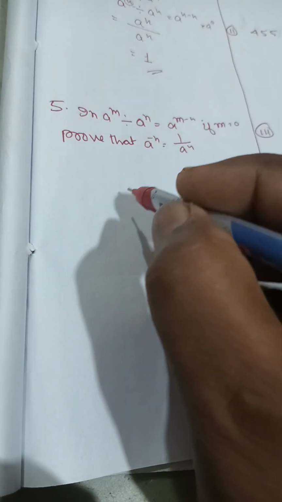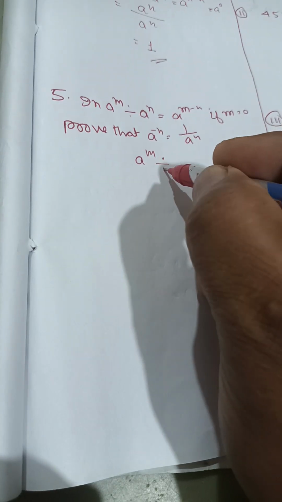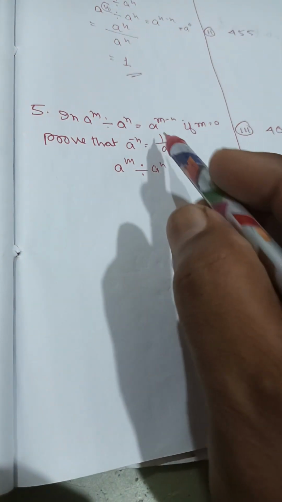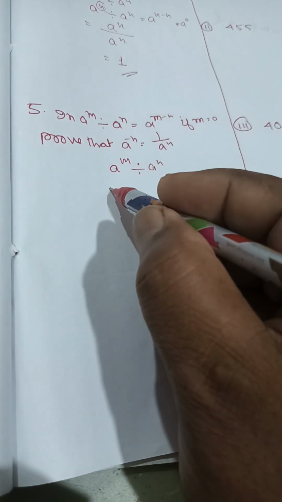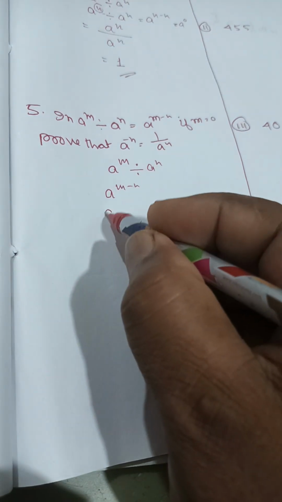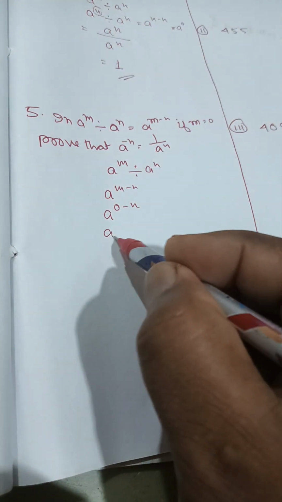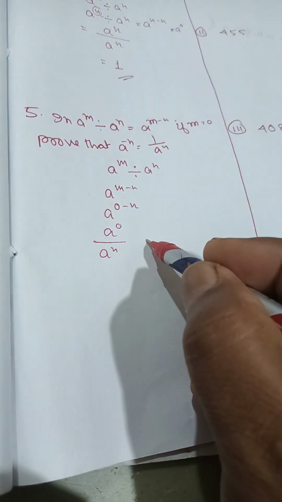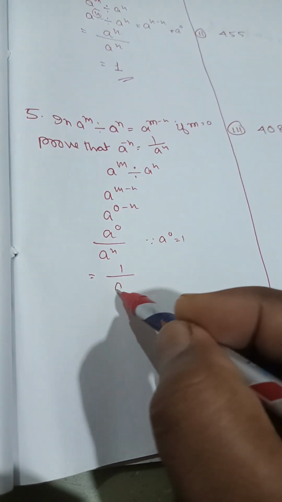Next, question number 5 is given: a to the power m divided by a to the power n. We know its formula is a to the power m minus n. Now you see, m is given as 0, and n remains the same. So this can be written as a to the power 0 by a to the power n. Since a to the power 0 means 1, you write 1 by a to the power n.